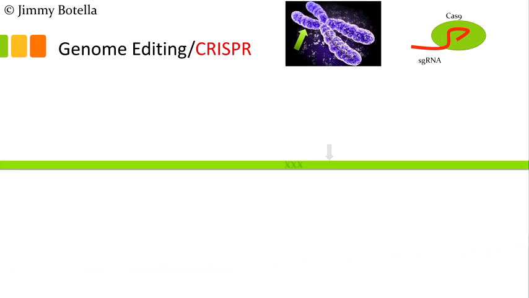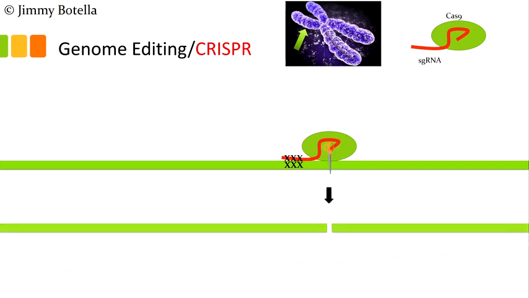So let's assume that you want to introduce a mutation in this specific point in a chromosome. All you need to do is to design the homing device in such a way that it guides the whole complex to the right place in the chromosome and cuts the DNA. As a result, you will have a break in the DNA, and that is not an uncommon thing. Actually, it's a lot more common than everybody believes.